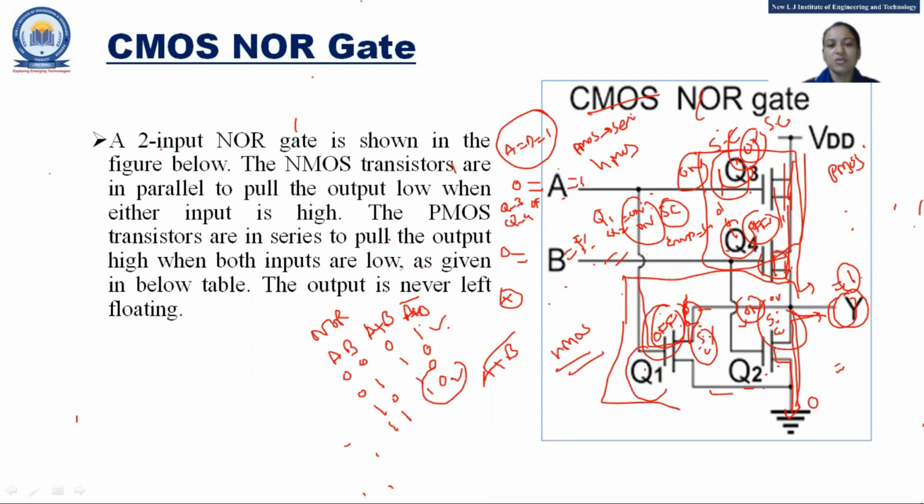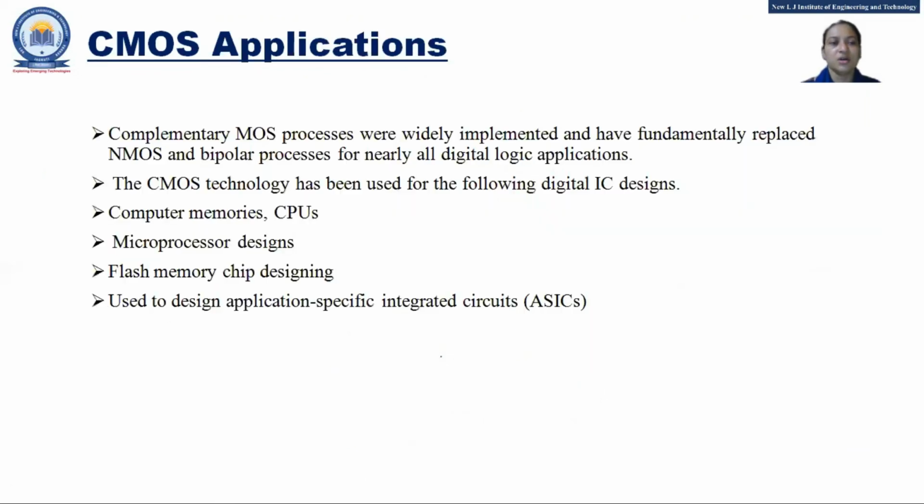So this is how, if both the inputs are 0, we get the output 1, that is logic 1. And if all the inputs are 1, we get the output as 0. So this is how the CMOS NOR gate works.